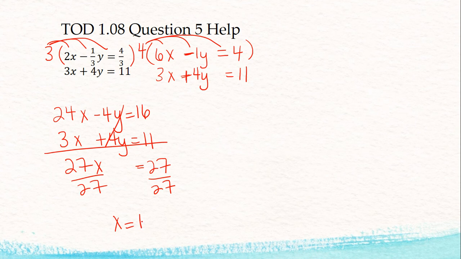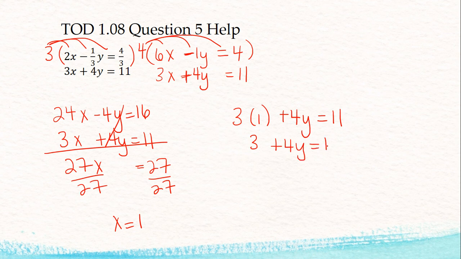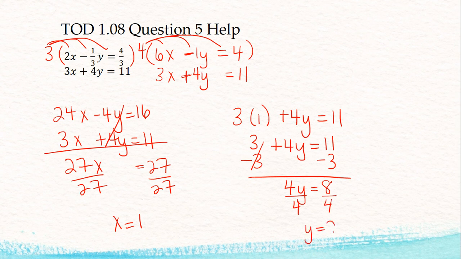Now remember, once you find your first variable, we found x, we can go ahead and substitute that back into one of our equations. So I'm going to go ahead and substitute into that bottom one. So 3 times 1 plus 4y equals 11. So that's just going to equal 3. 3 plus 4y equals 11. Subtract both sides by 3. Those cancel. So 4y is going to equal 8. We undo multiplication by dividing, and y is 2.